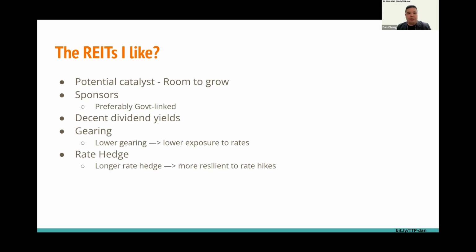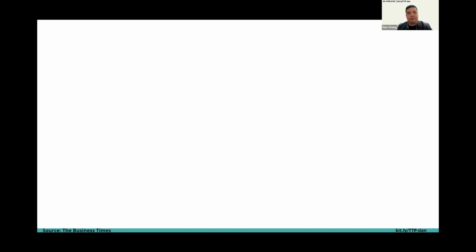Okay, of course, a lower gearing will be good because lower gearing means the REITs will have a lower exposure to rates. Okay, the rate hike. Of course, I would prefer a REIT with a longer rate hedge, because you'll be more resilient to rate hikes. Long hedge means that you have a lot of debt on fixed rate for a longer period of time. Okay, so that's what we call rate hedge.